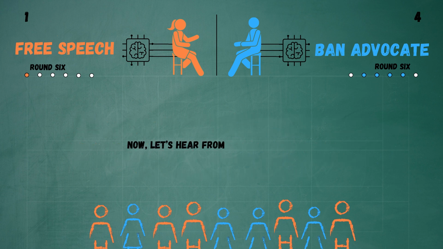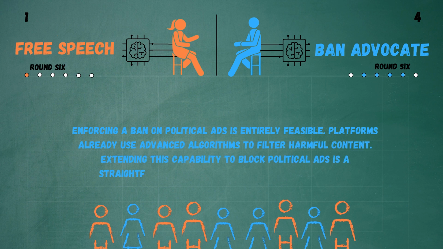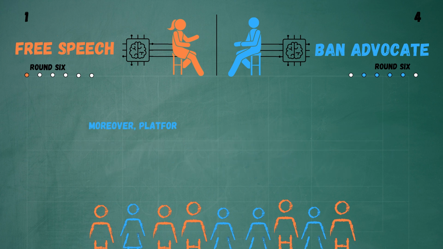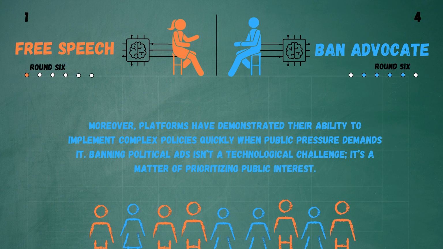Now let's hear from the ban advocate. Enforcing a ban on political ads is entirely feasible. Platforms already use advanced algorithms to filter harmful content. Extending this capability to block political ads is a straightforward application of existing technology. Moreover, platforms have demonstrated their ability to implement complex policies quickly when public pressure demands it. Banning political ads isn't a technological challenge, it's a matter of prioritizing public interest.